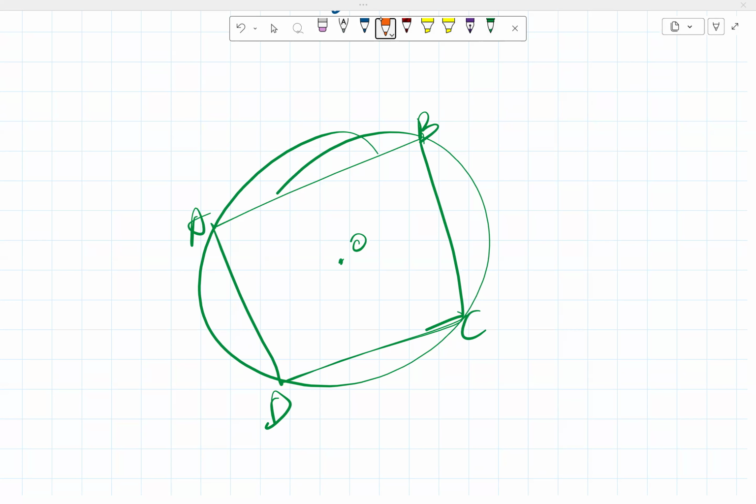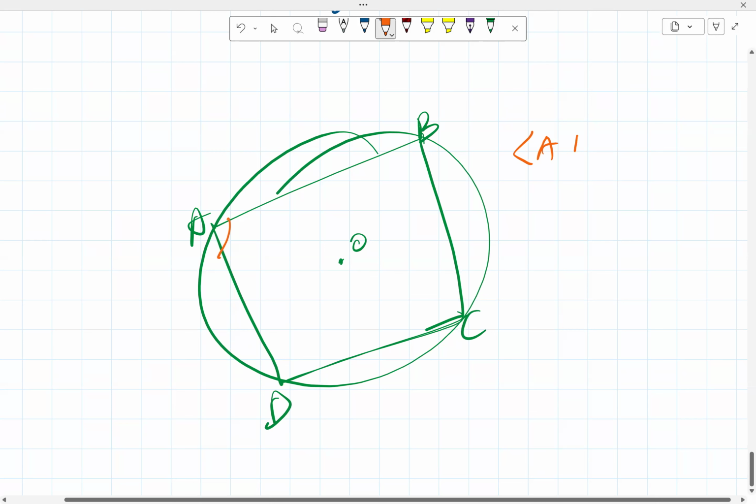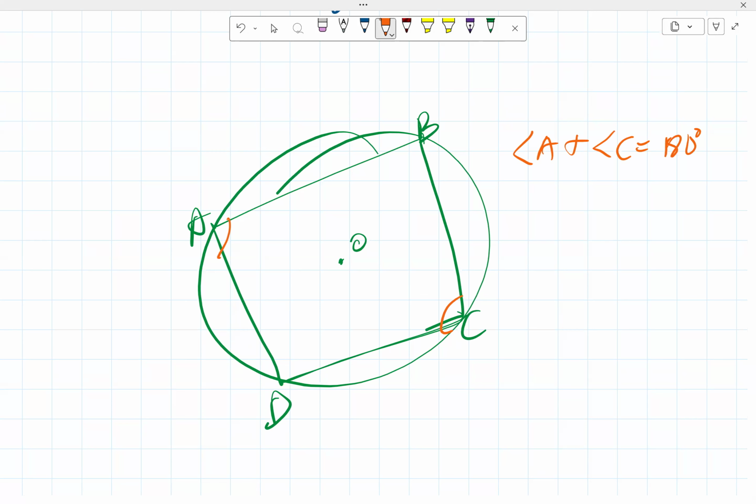With that in place, we are saying that this angle A plus angle C is 180 degrees. On the other hand, angle B plus angle D is equal to 180 degrees, right? So the question is, how do we prove this?